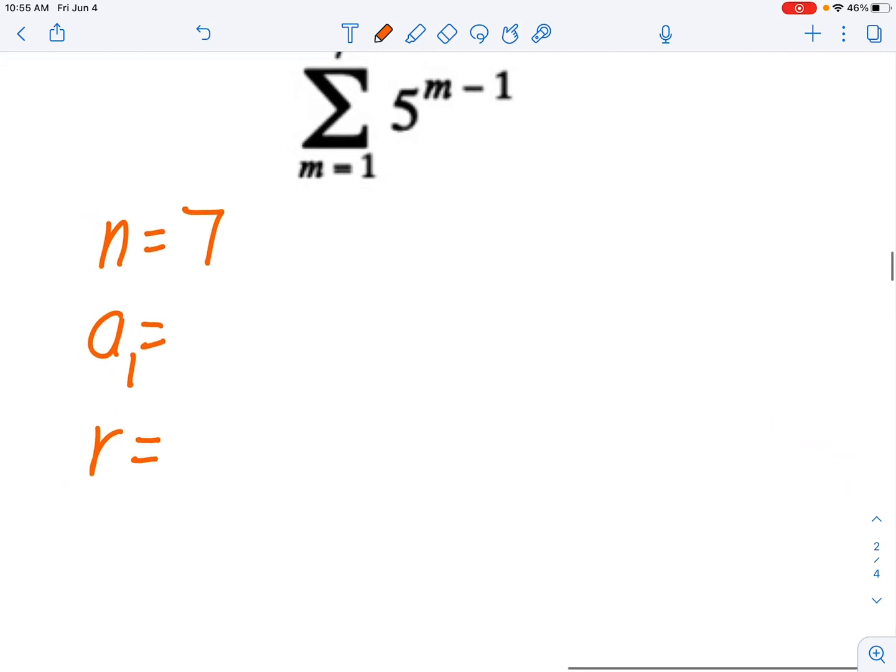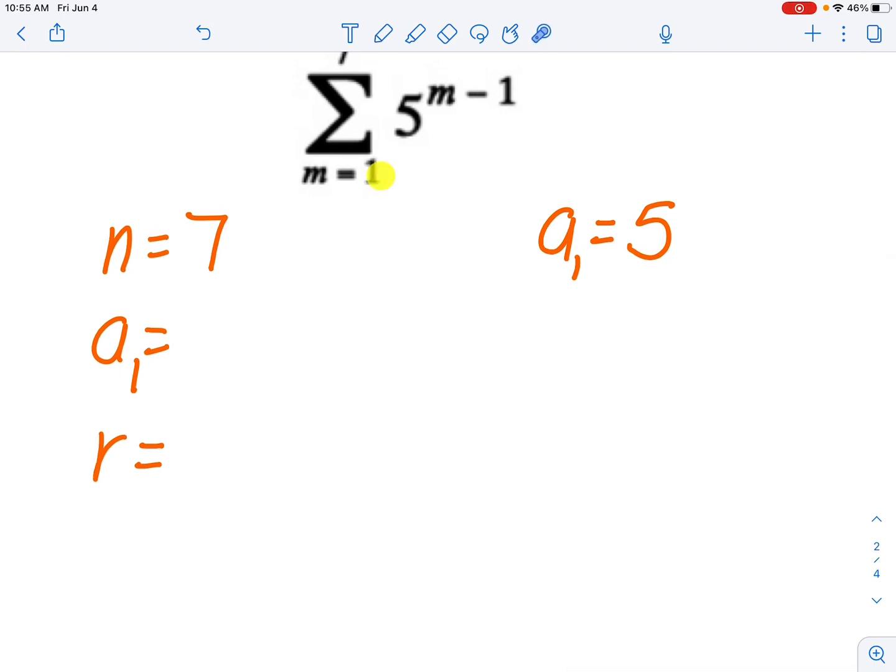Now a sub 1. Well, let us go on the side here. I'm going to say a sub n is equal to 5, and n is 1, so I'm going to plug in 1 here. Parentheses 1 minus 1. Well, 1 minus 1 is 0. And anything, kiddos, remember, anything to the 0 power gives us 1. So our first term is 1.